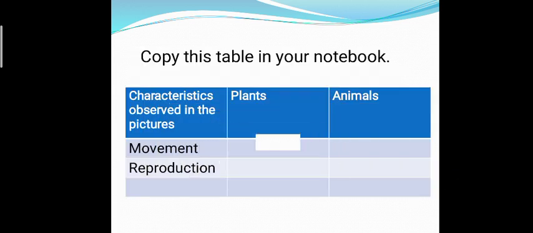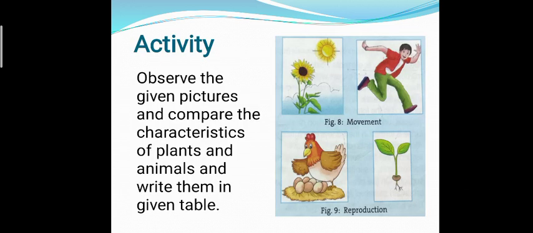Copy this table in your notebook. Students, you can pause the video and copy this table in your notebook. Now observe the given picture and compare the characteristics of plants and animals and write them in the given table. Students, you have to focus on one characteristic at a time.